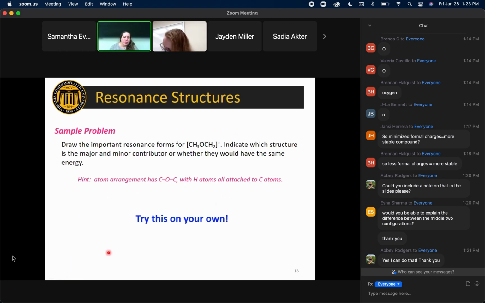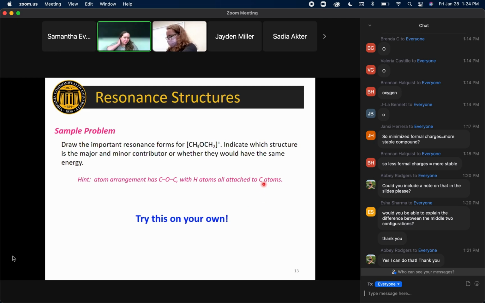Okay, so let's do a sample problem together. I posted this on the slides on Wednesday. Did anybody try it? Yeah, no, probably not. Let's try it together. What I want you guys to do is show me the important resonance forms for this molecule. So CH3OCH2 with an overall positive charge on the molecule. You're not going to have to upload this problem. This is just for us to do together.